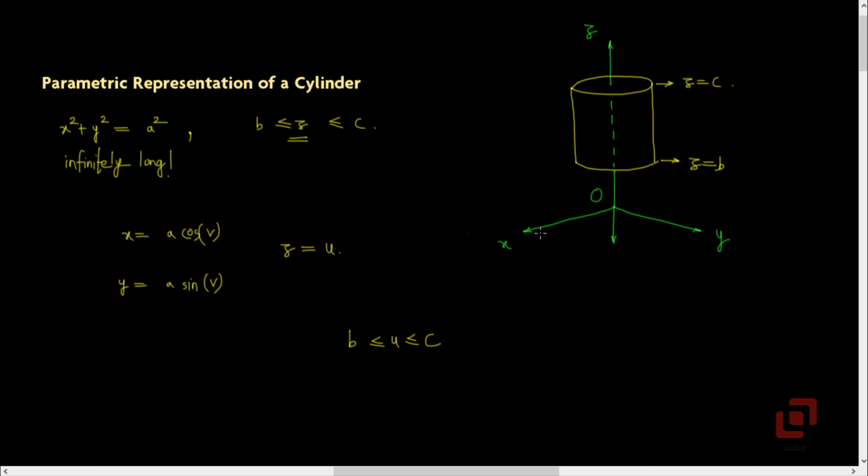And as any cross section of the right circular cylinder perpendicular to the z-axis here is a circle, v will lie between 0 and 2 pi. Therefore, r bar will be equal to a cos v i cap plus a sin v j cap plus u k cap. So in this case, x and y are functions of v only and z is a function of u only. Let's now go to the sphere.